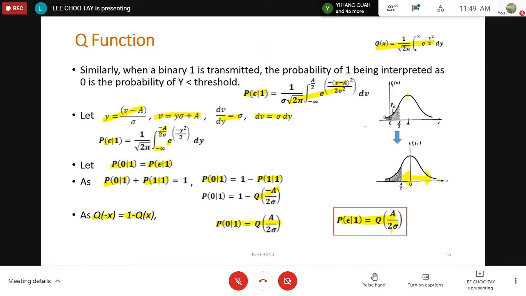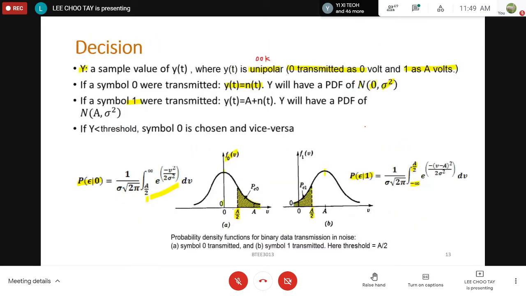But for OOK, because we set the threshold at halfway here, any noise level that is greater than A over 2 will actually cause an error in detection. All right. Therefore, the Q function is Q of A over 2 sigma because our threshold is A over 2.